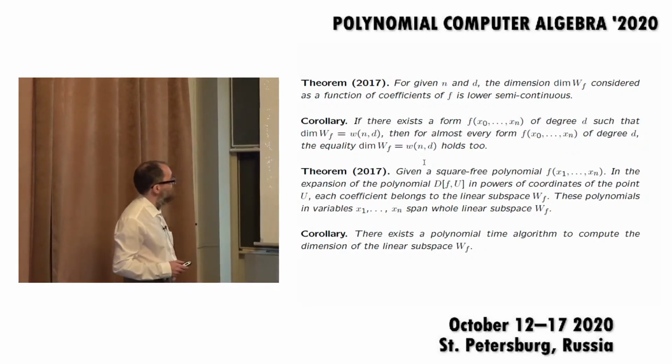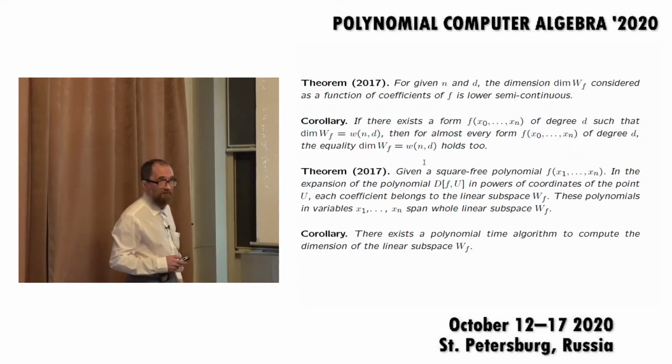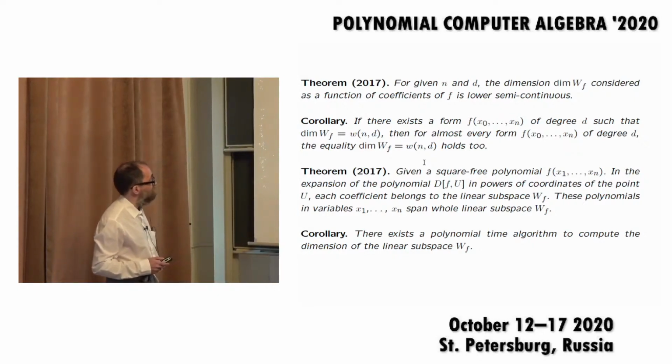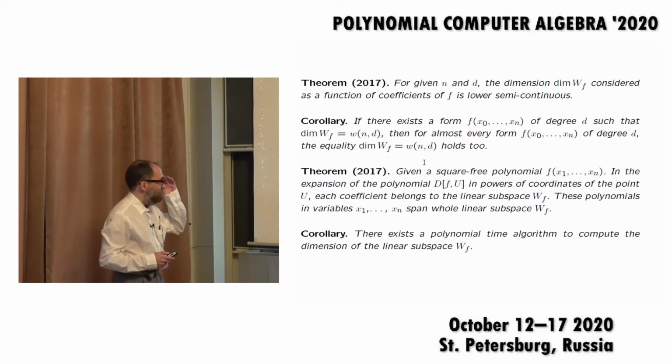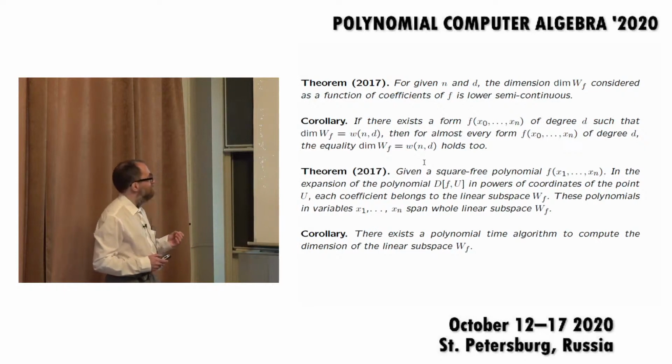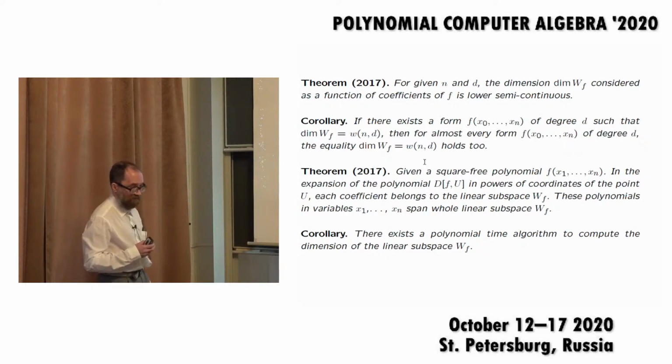Next result. For given n and D, the dimension of the subspace W, considered as a function of coefficients of the form F, is lower semi-continuous. If we have a form F such that the dimension of the subspace W is the maximum, then for almost every form of degree D, this equality holds true. And in fact, this equality holds for quadrics, and it holds for hypersurfaces in small dimensions.